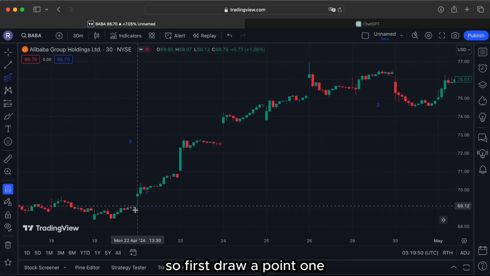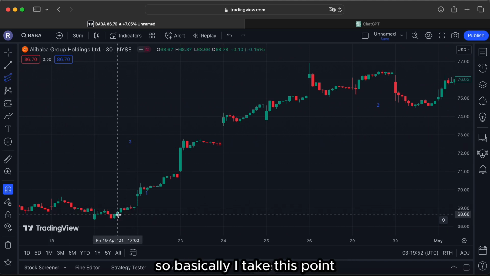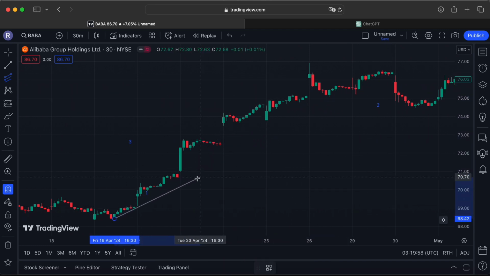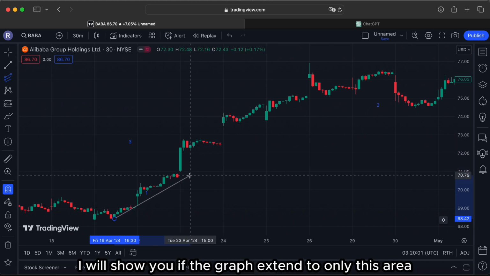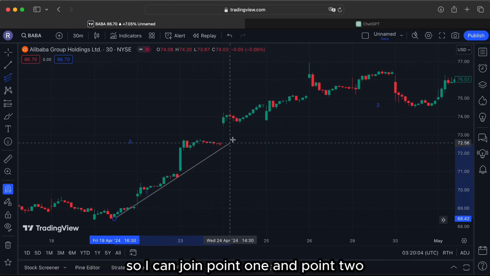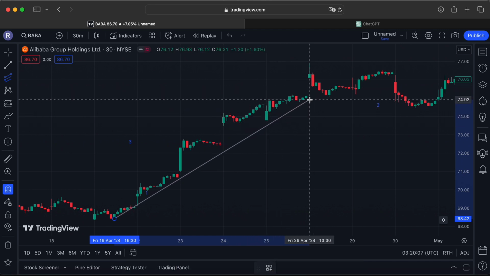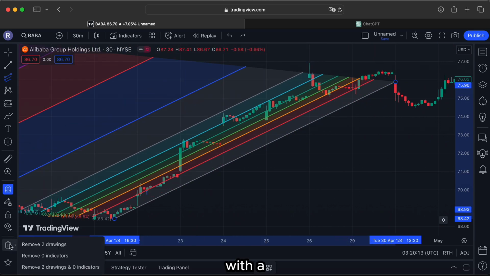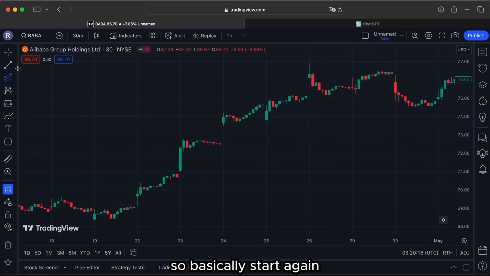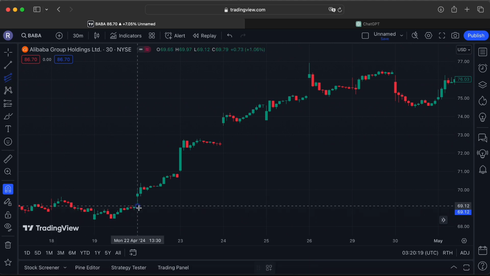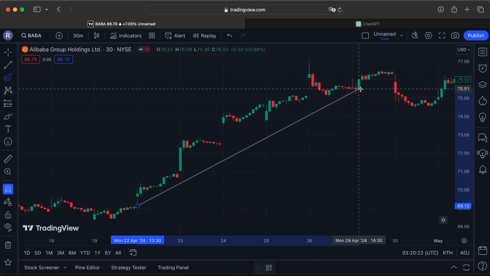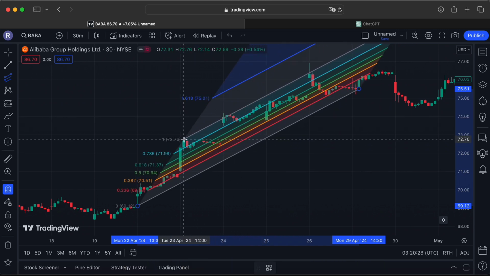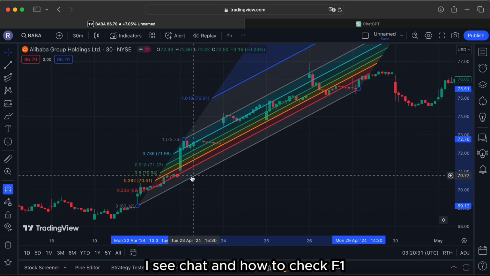First, draw at point 1. So basically I take this point and point 2. I will show you, if the graph extends to only this area, I can join point 1 and point 2. Wait. So basically, start again. Point 1, point 2, and we extend to the highest of point 3. So basically this is your Fibonacci channel.